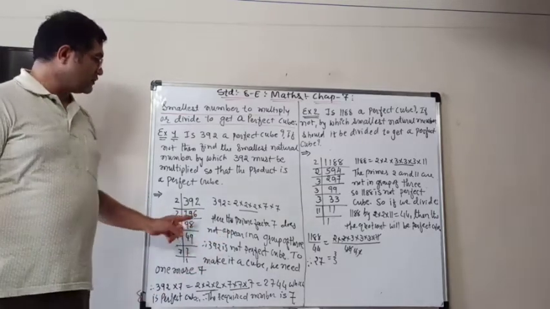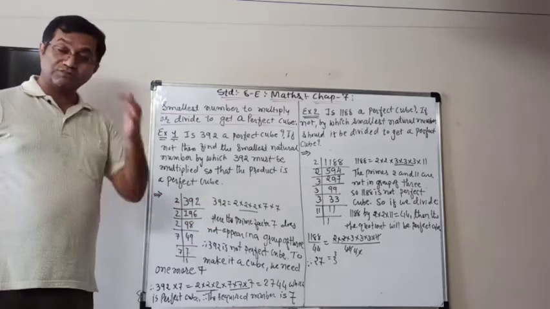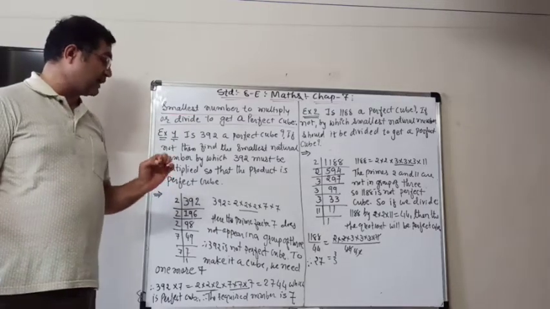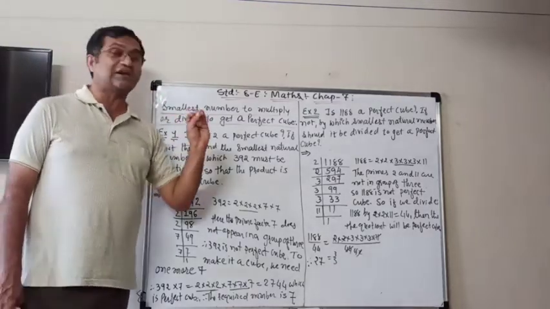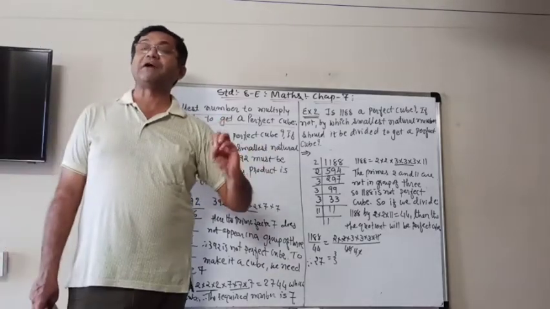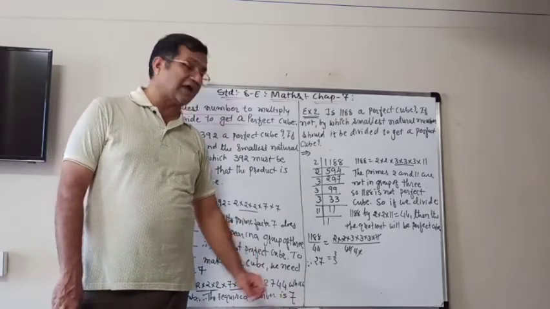It means that we have to multiply by the smallest number, that is 7. So 392 must be multiplied by the smallest natural number 7, so that the product will be a perfect cube, and that is the number 2744.